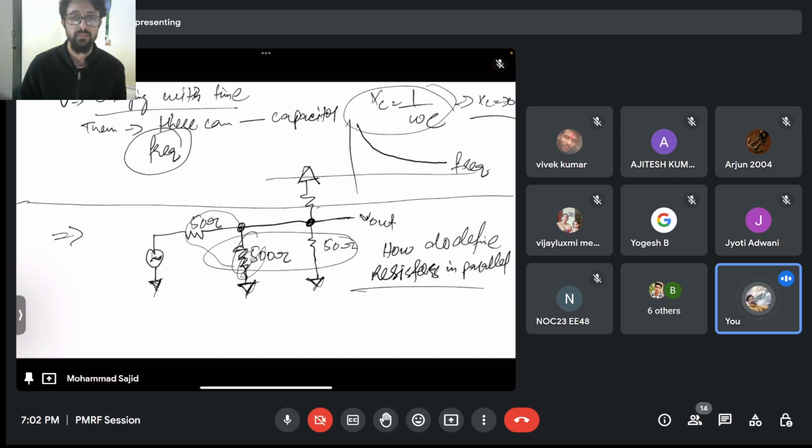How do you define resistors in parallel? Resistors are in parallel if they have common nodes, right? Here, if I define it as A, this A node has a 500 ohm resistor and another one, a 50 ohm. If you have a common node and your ground is also common, then you can define them as parallel. So you can draw it anywhere as long as they are in parallel, right?